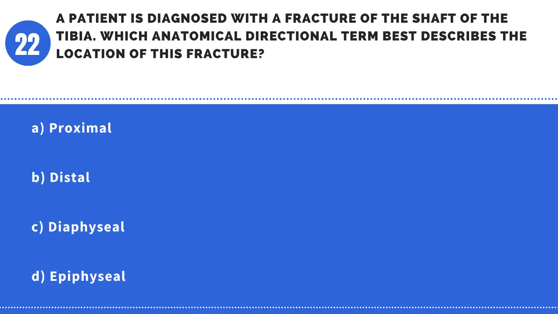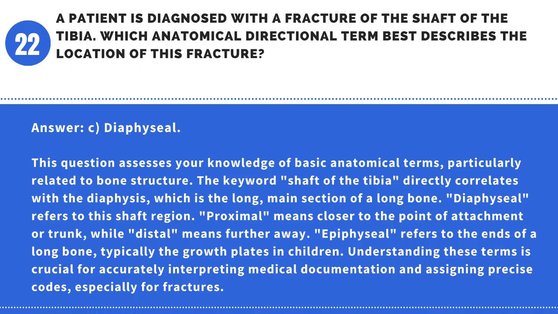Question 22. A patient is diagnosed with a fracture of the shaft of the tibia. Which anatomical directional term best describes the location of this fracture? A. Proximal. B. Distal. C. Diaphyseal. D. Epiphyseal. Answer C. Diaphyseal. This question assesses your knowledge of basic anatomical terms, particularly those related to bone structure.